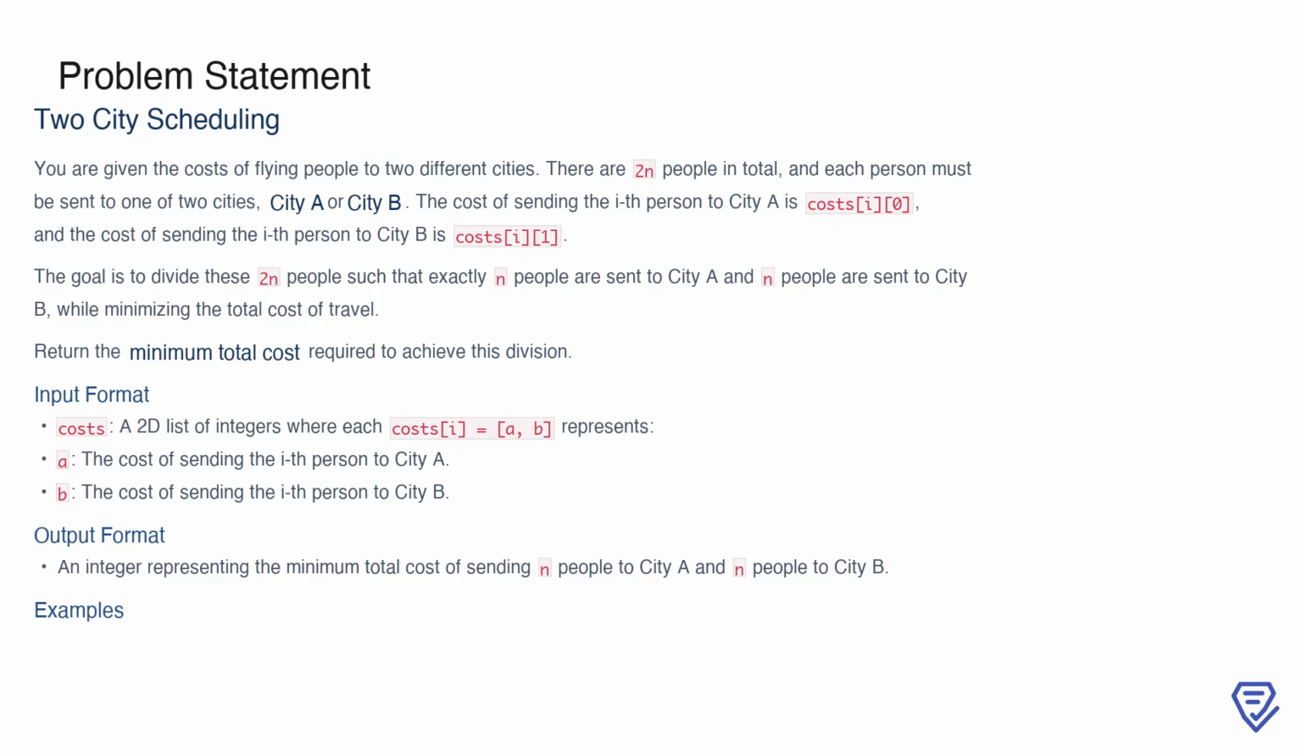The input to the problem is a 2D list of integers, where each subarray represents the travel costs for a person to both cities, and the output is a single integer representing the minimum possible cost of travel for the optimal split. Let's explore some examples to better understand this problem.